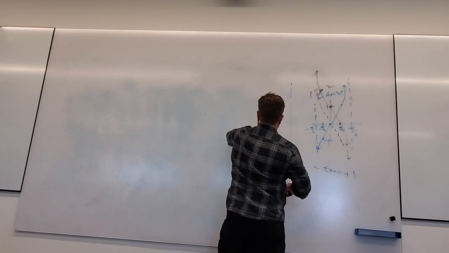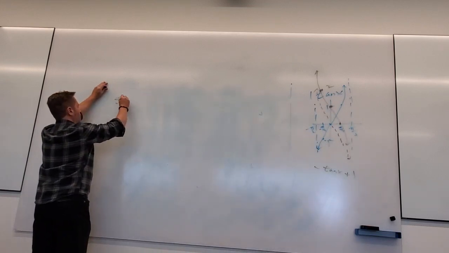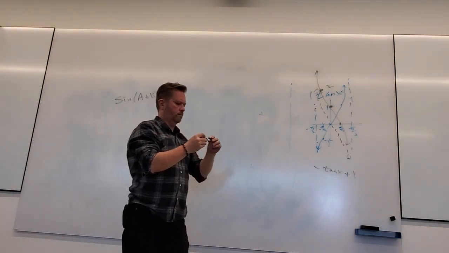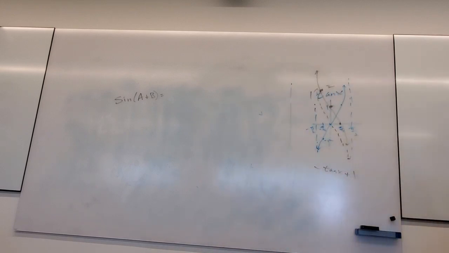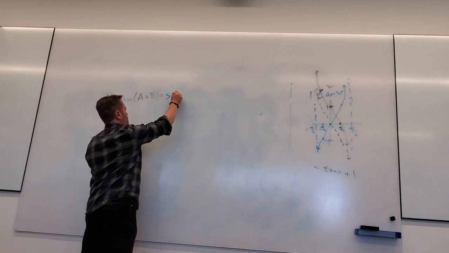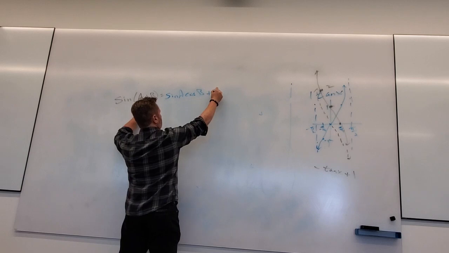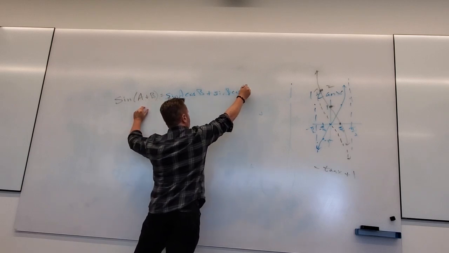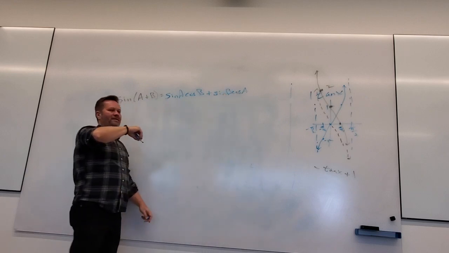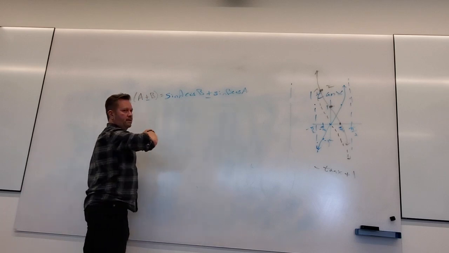So what is sine of A plus B? Sine A cosine B, good, because sine's a nice guy, right? Plus cosine A sine B. You've got a plus, I'll keep it a plus. And if this was a minus, this would be a minus.